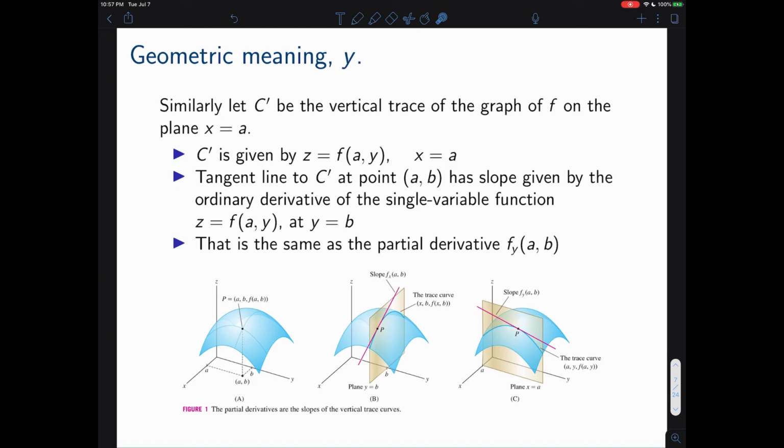That trace curve through the point has a tangent line, and the slope of that tangent line is the partial derivative of our function f. It's the partial derivative with respect to y. So in that partial derivative with respect to y, we're setting x to be a constant a, and we're allowing y to be a variable, and the resulting derivative gives the slope of this tangent line.